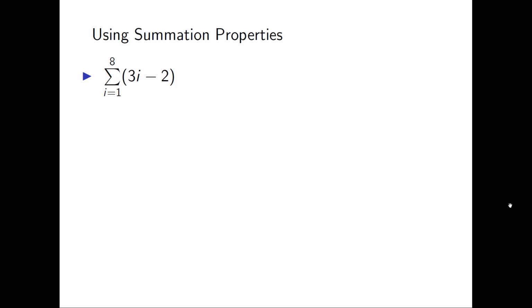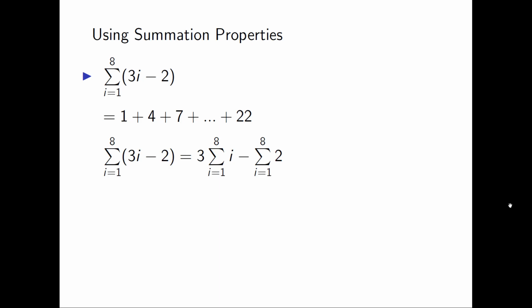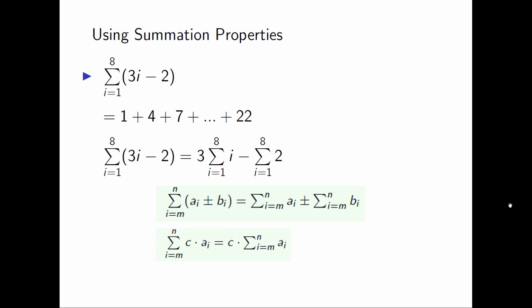Suppose we want to sum from i equals 1 to 8 of 3i minus 2. Well, this is 1 plus 4 plus 7, and so on up to 22, just plugging in i equals 1, i equals 2, and so on. But we want to use our summation properties. We guess we're using property 2 here: if we have something subtracted, we can break it apart. So these are the 2 rules we're using here.